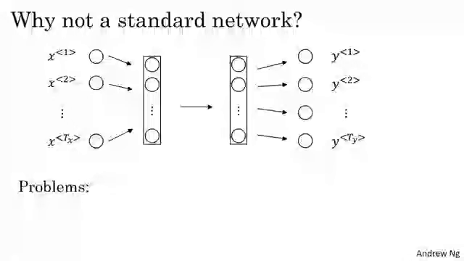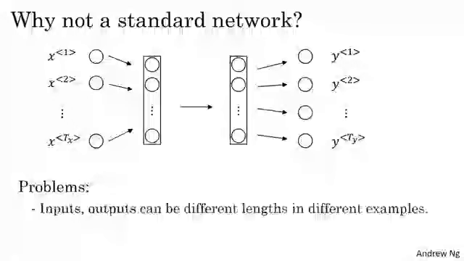The first is that the inputs and outputs can be different lengths in different examples. It's not as if every single example had the same input length tx or the same output length ty. And maybe if every sentence had a maximum length, you could pad or zero pad every input up to that maximum length, but this still doesn't seem like a good representation.